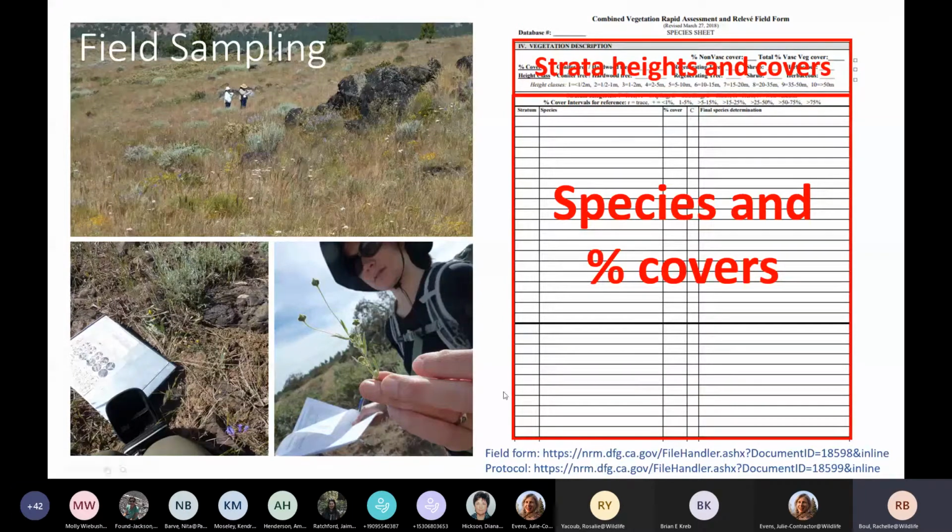You can read more about the protocol for this data collection by following the link at the bottom here, or by going to the VegCamp website and going to the Publications, Protocols, and Standards page. The form and sampling protocol are also appendices in the report for this project that we will talk more about in a few minutes.